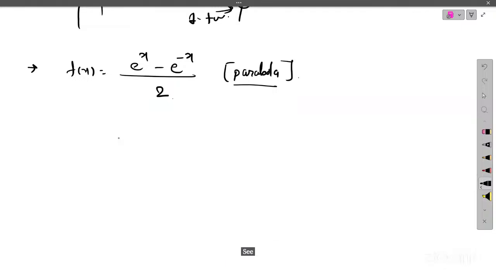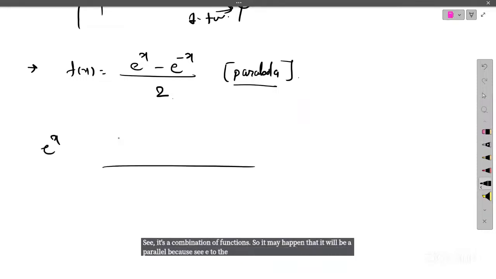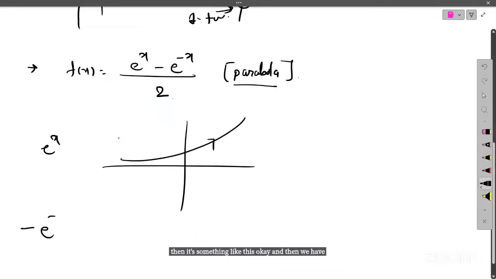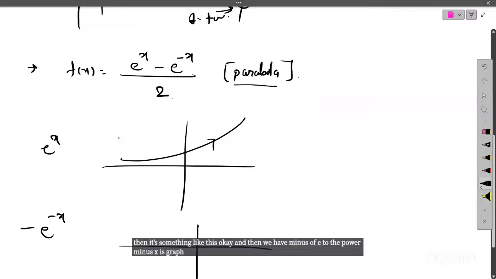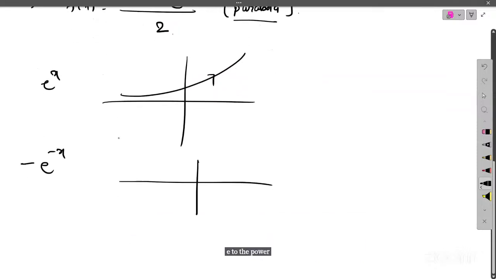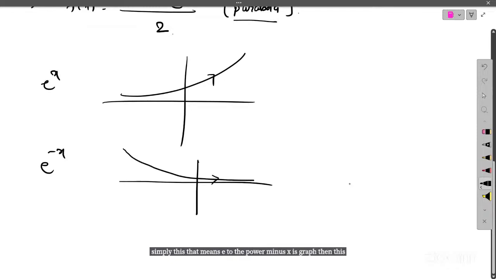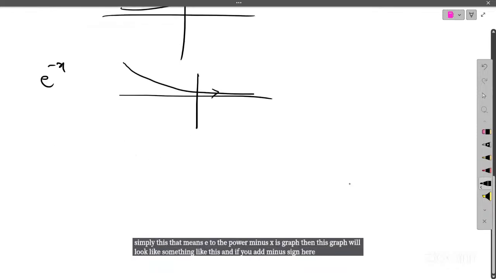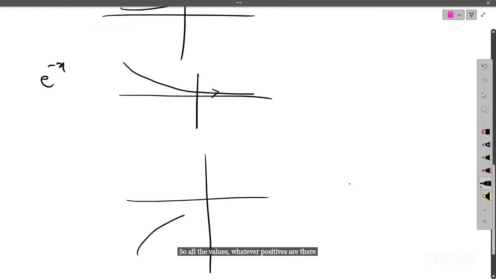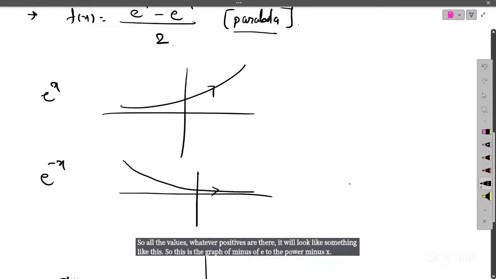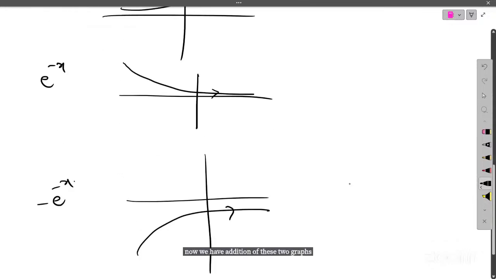See, it's a combination of functions. So it may happen that it will be a parabola. If you observe, the e to the power x graph looks something like this. And then we have minus of e to the power minus x's graph. If you change the sign, the graph will look something like this, with all the positive values becoming negative. So this is the graph of minus of e to the power minus x. Now we have the addition of these two graphs. So it may happen that it will create a parabola, right?